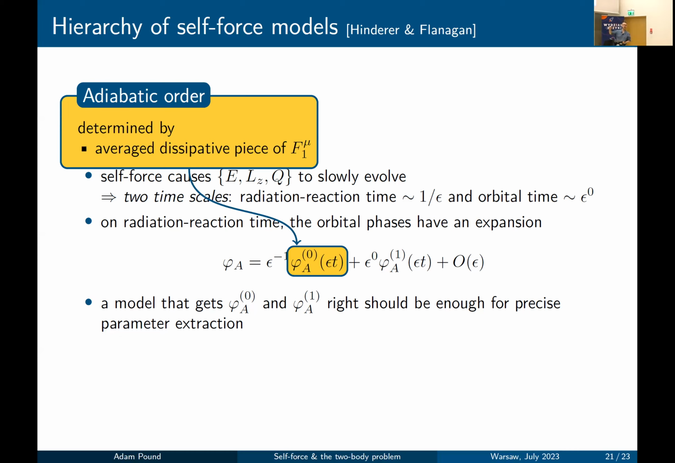So the phase is changing roughly linearly in time. That's why I'm having a 1 over epsilon.